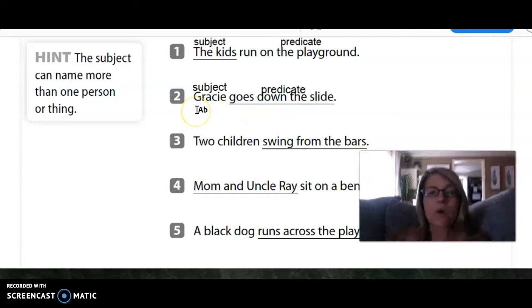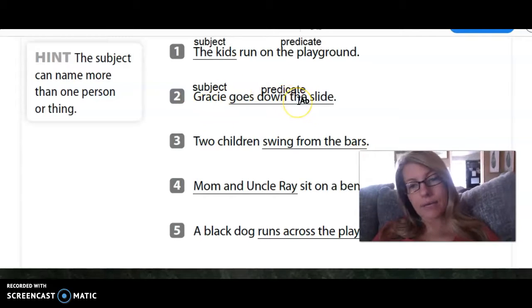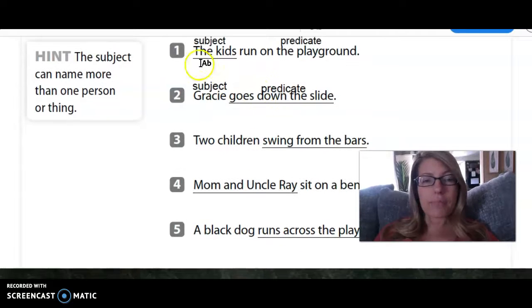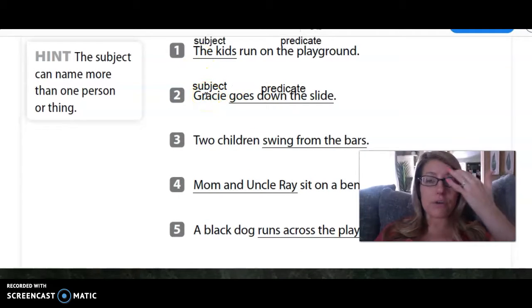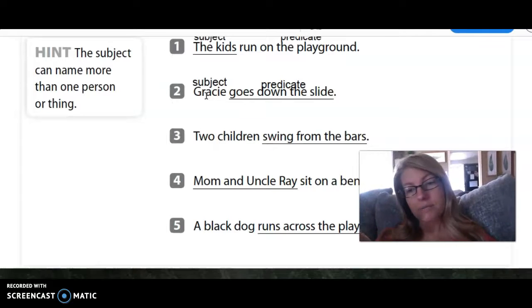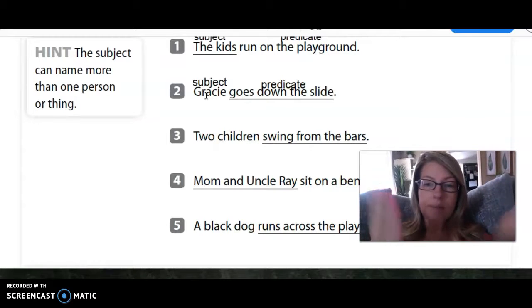If a sentence only has a subject and doesn't have a predicate, or maybe it has a predicate with no subject, it is not a good complete sentence. We need to have a subject and a predicate to be a complete sentence. So far, both of these sentences that we've gone over, 1 and 2, are both complete sentences because they have both a subject and a predicate.